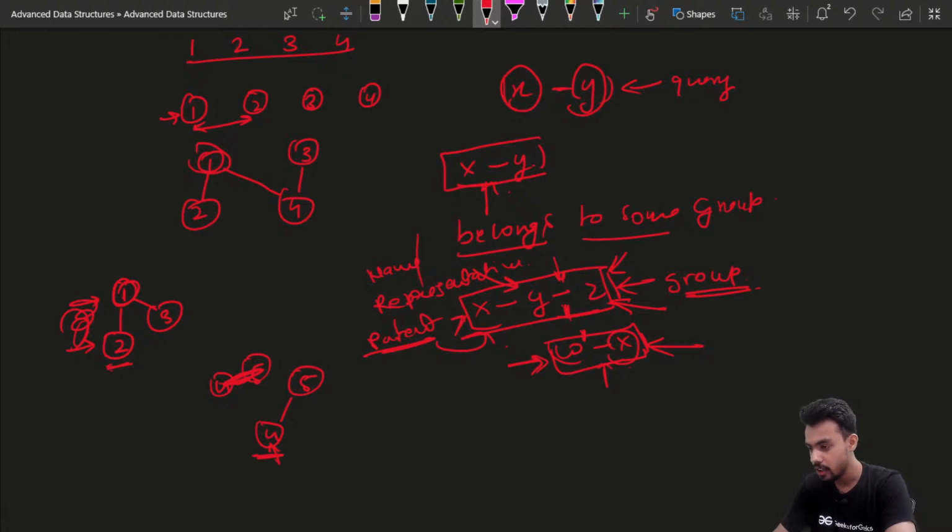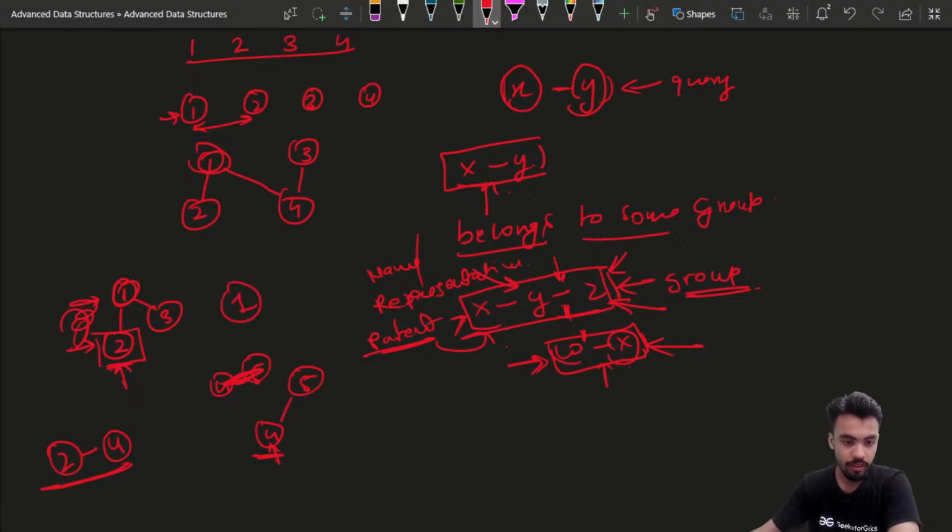Can we directly use one person as a representative in one group? Yes, definitely, this is what we are doing here. So if we want to check if 2 is a friend of 4, we check the parent of 2, which is 1, and the parent of 4, which is 5. As these two parents do not match, they belong to different groups, hence they are not friends.